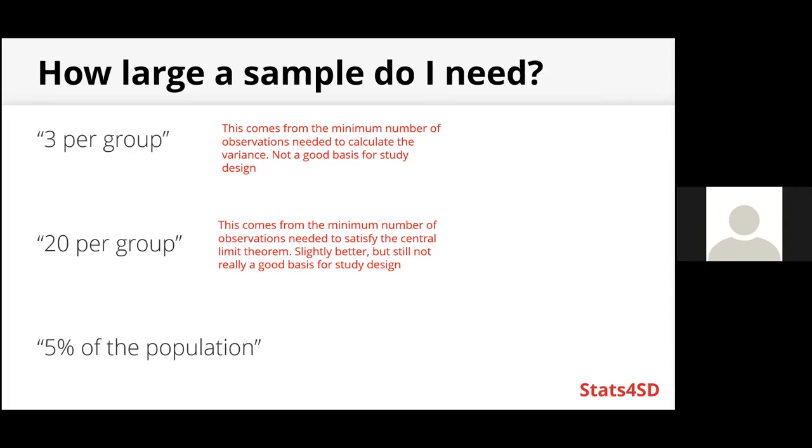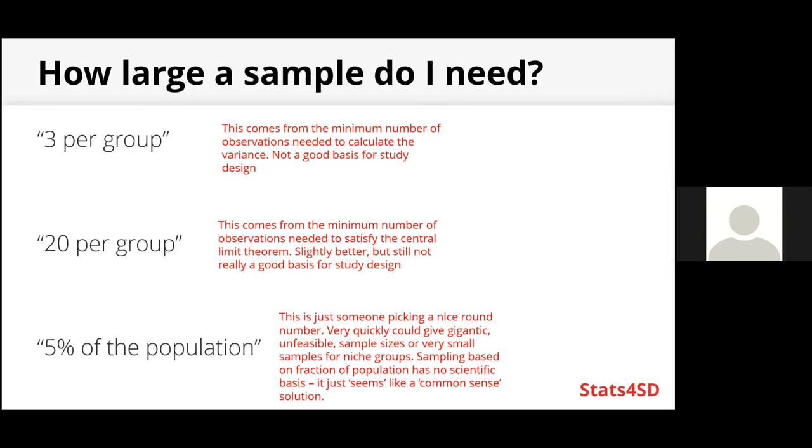The 5% of the population idea, this is people trying to be intuitive, because often people will look at sample sizes for surveys and say, oh, how can you possibly justify claiming you have representative results for all of Kenya when you've only sampled 500 people? Because there are over 50 million people in Kenya and you've only talked to 500 people. You must speak to at least 5% of the population. But this is not an argument based at all in statistics. It's just somebody picking a round number.